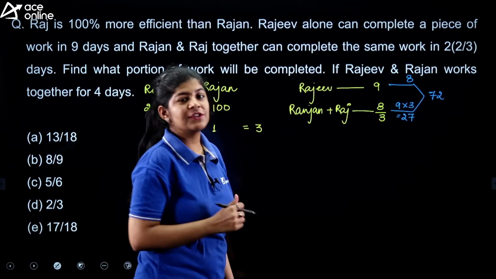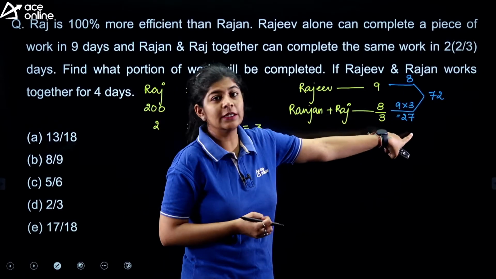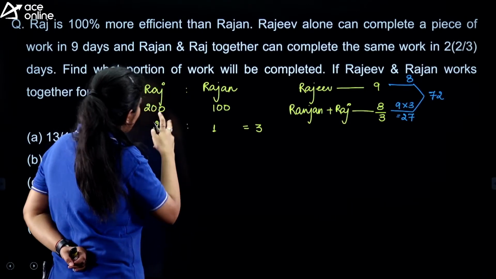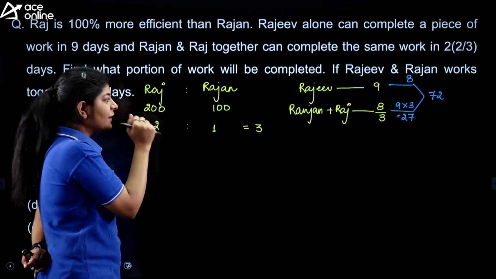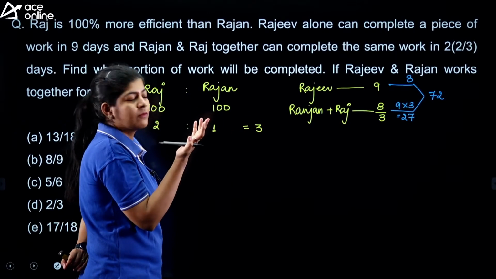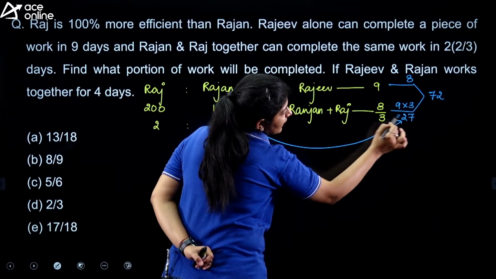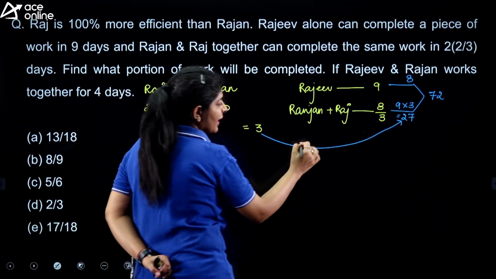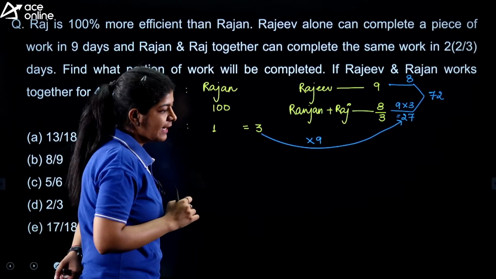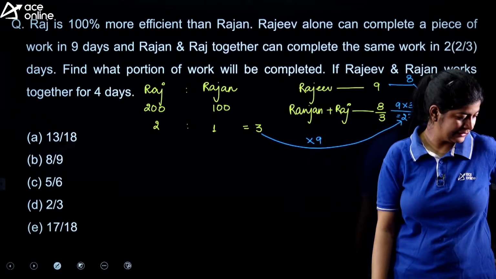So the total efficiency that we got from these values of Ranjan and Raj is nothing but 27, right? But according to this ratio, the efficiency of Raj and Ranjan is a multiple of 3, or equal to 3. But the question is saying that the actual value is equal to 27. That means it is a multiple of 9, right? It is a multiple of 9.